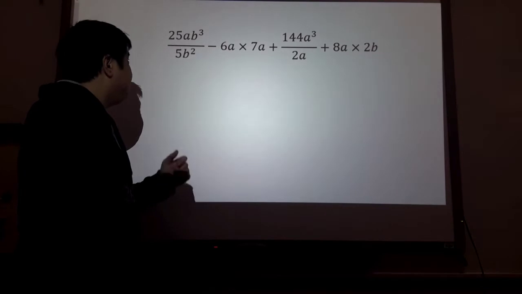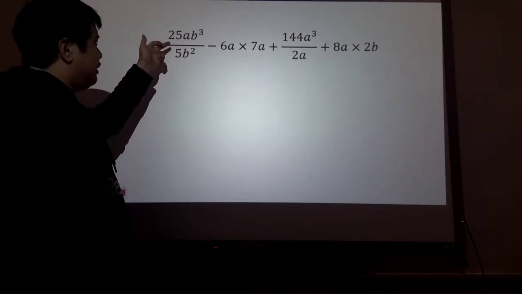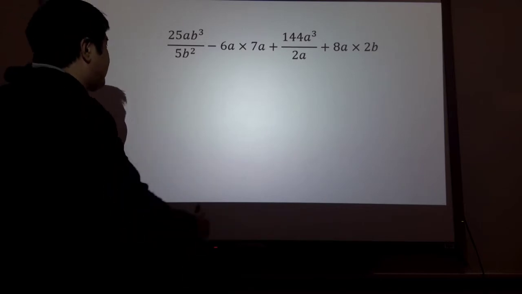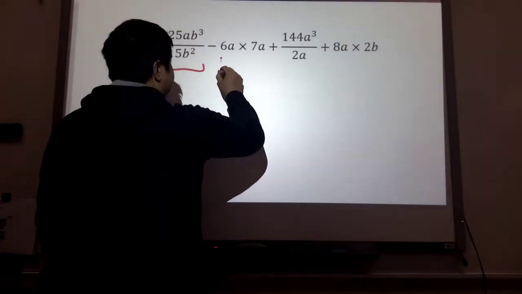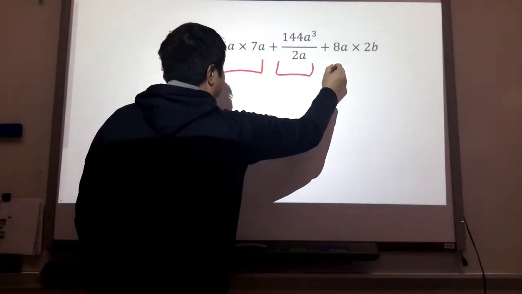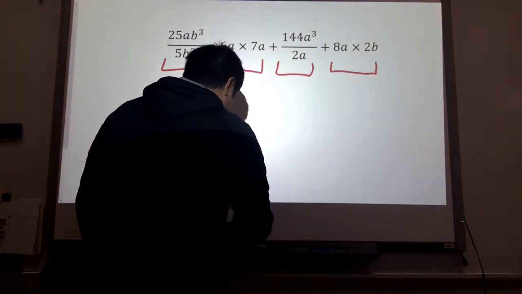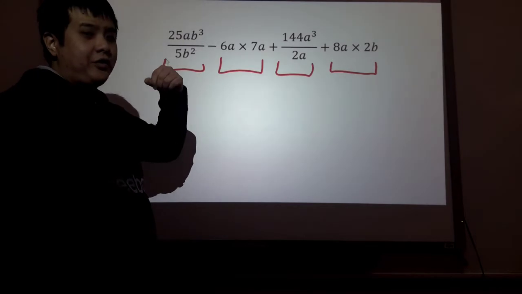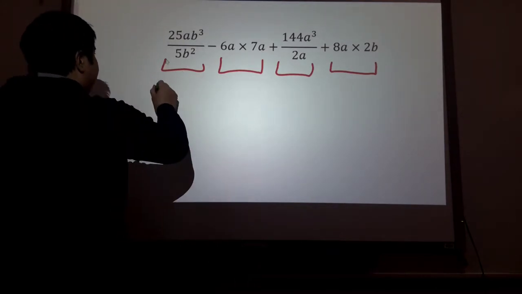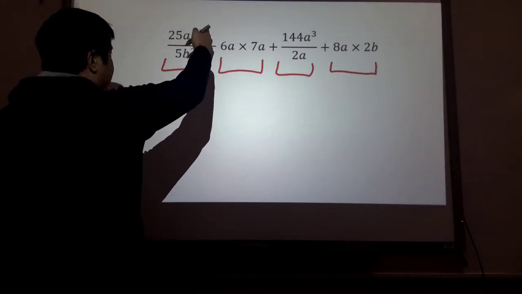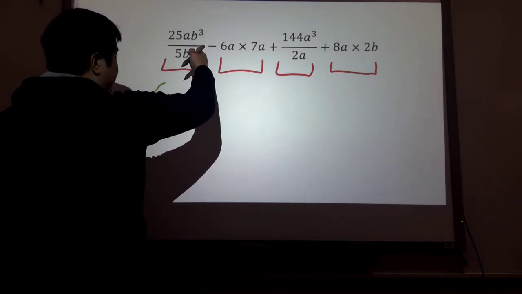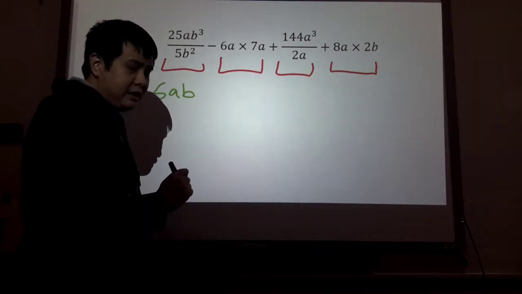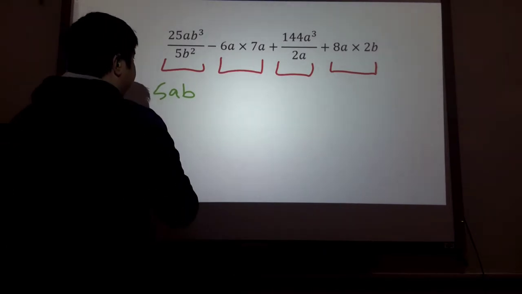Let's try this one over here. We have 25ab cubed over 5b squared as our first term. This is our next term, and our final term over here. In this first term we have 25 over 5, which in fact is 5. We have ab to the third and b squared. 2 b's cancel out, so we have ab as the variable part simplified.